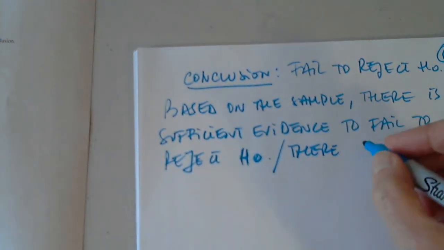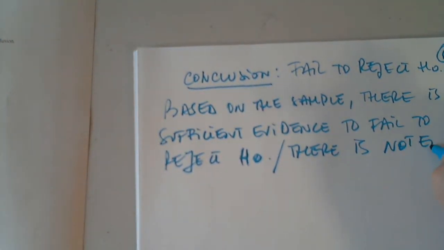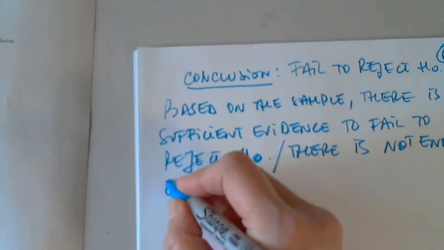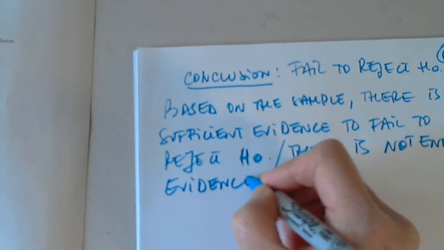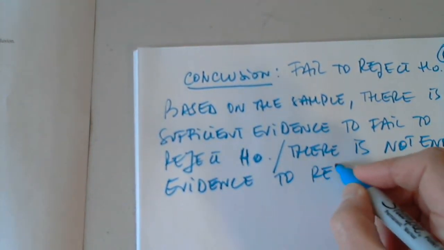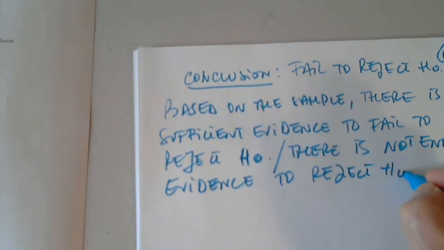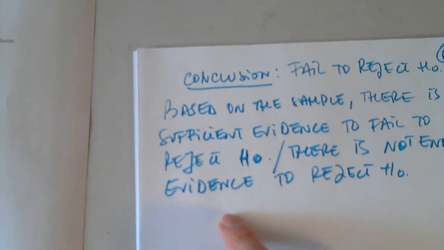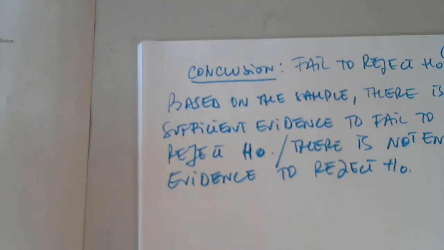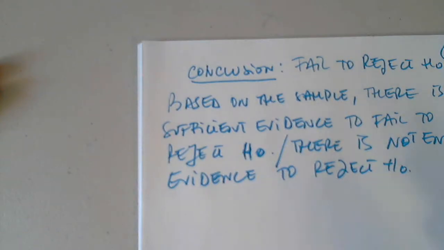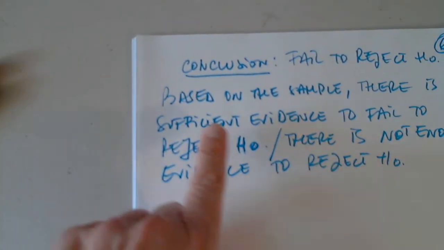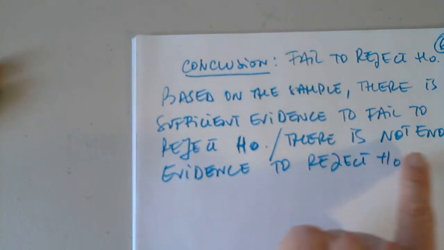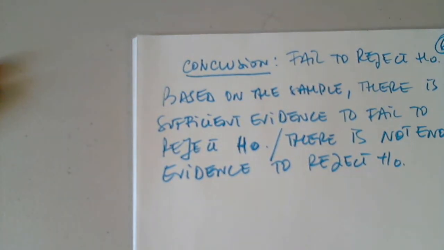So based on the sample, there is not enough evidence to reject the null hypothesis. I prefer the second one better than the first one. We don't have enough. And this is the conclusion. Either one, but I think that this is better. Based on the sample, there is not enough evidence to reject the null hypothesis.